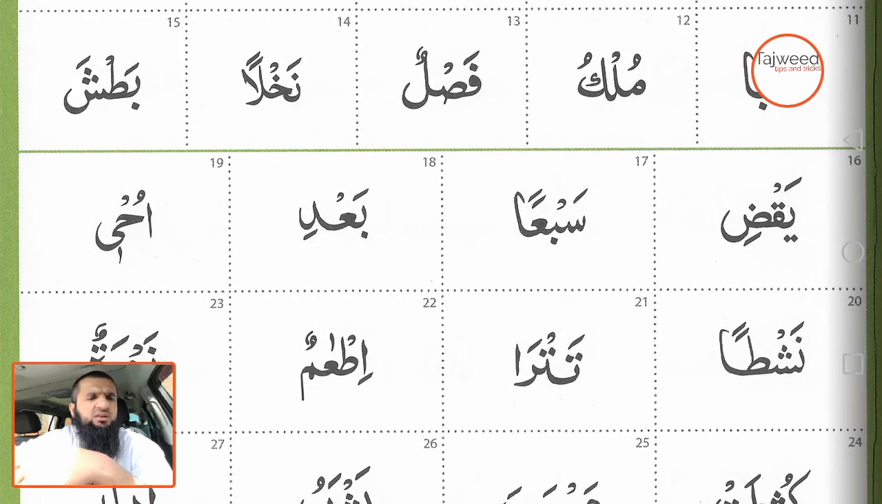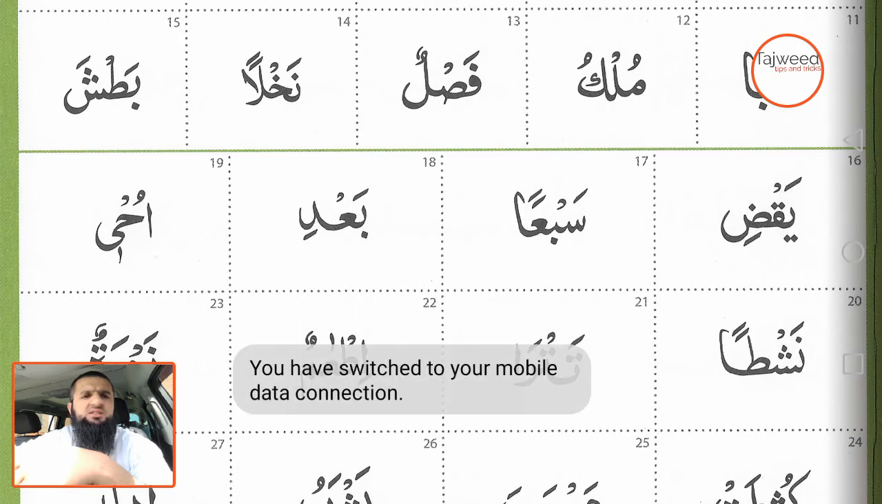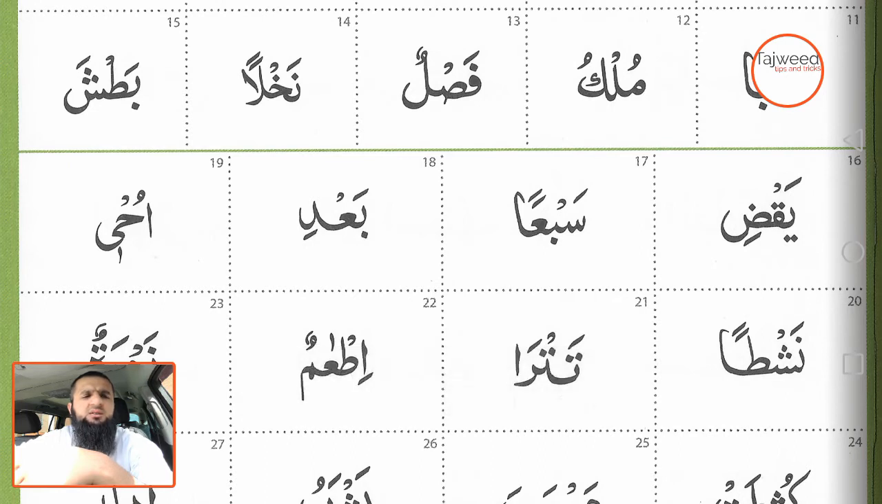Box 16, the Ya joins the Qaf with the Fatha, Yaq. Qaf is a Qalqala letter, so it's Yaq, bounces. Dad with the Kasra, Di, Yaqdi. 17, Seen joins the Ba with the Fatha, Sab. Ain, Fathatain, An, Sab'an. Box 18, Ba joins the Ain with the Fatha, Ba'. Dal, Kasra, Di, Ba'di. Remember the smile on the Kasras.